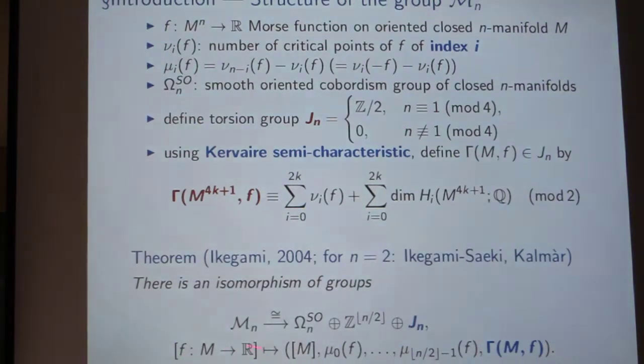So in the first component you just remember the manifold, the class of the manifold itself in the cobordism group, and then you extract those differences of indices for the Z summands, and the last summand is just given by the invariant defined above.